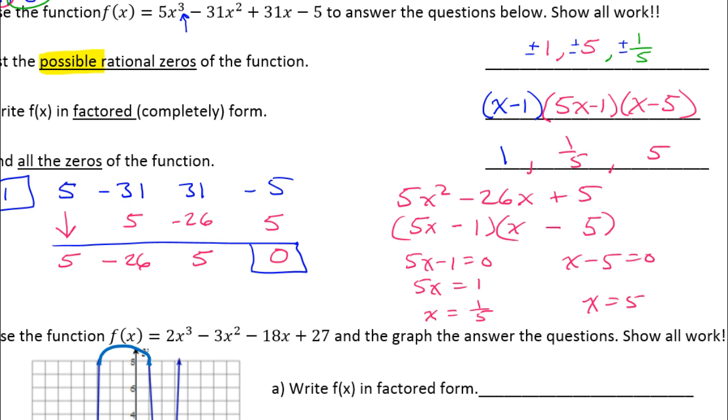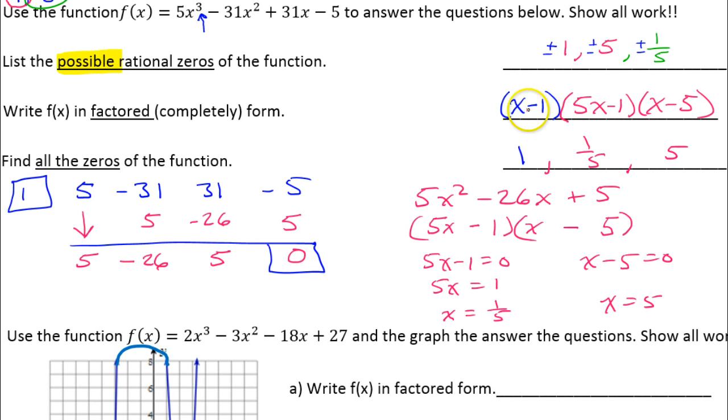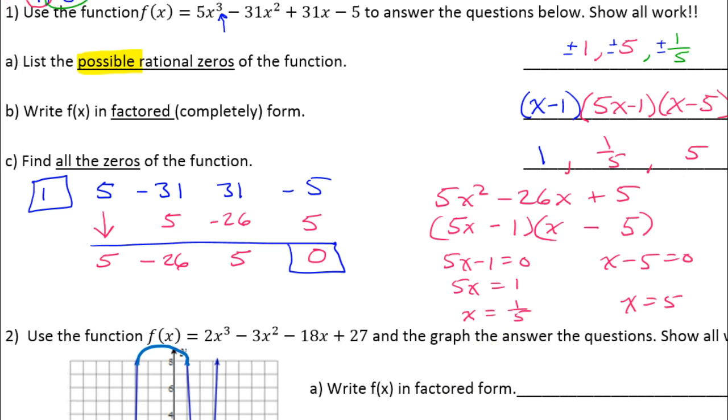So there it is. We have factored completely and we have found the actual zeros. And again, we knew there would be 3 zeros, not 6. Those were the possible zeros. These are the actual 3 zeros. And that's it for this problem.